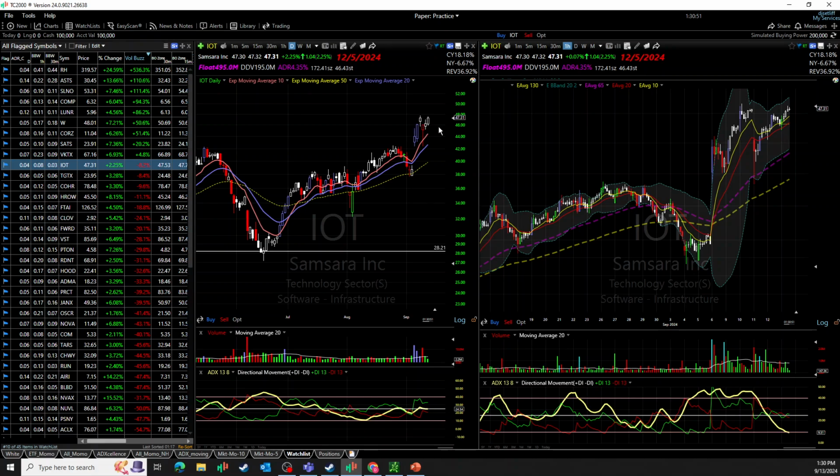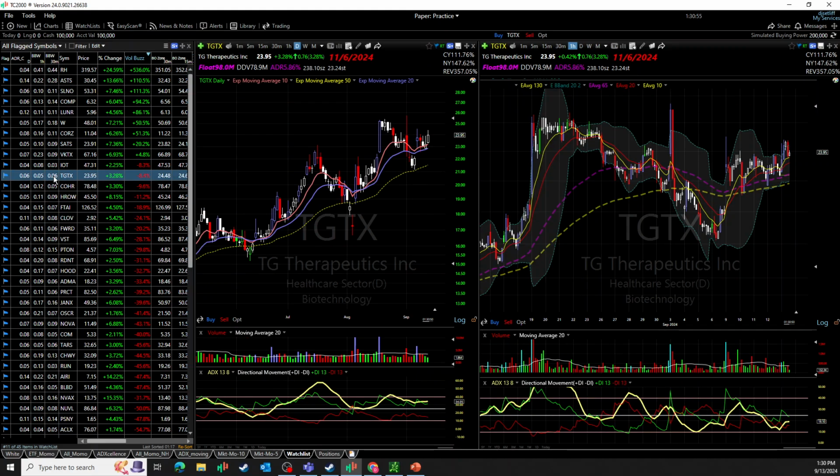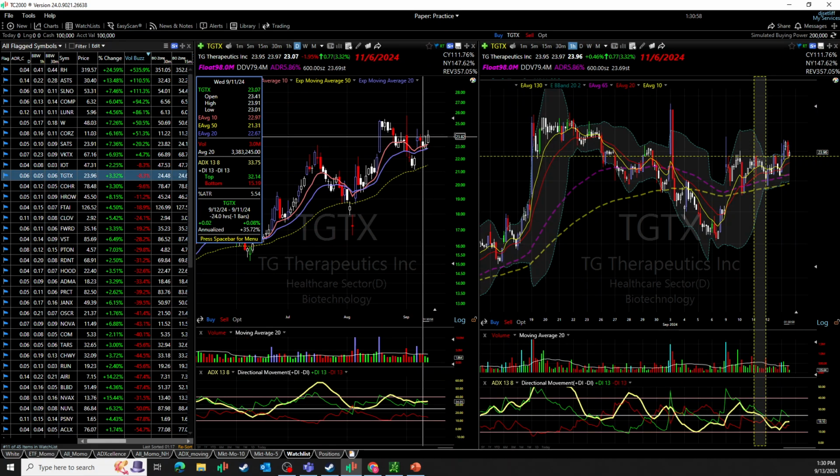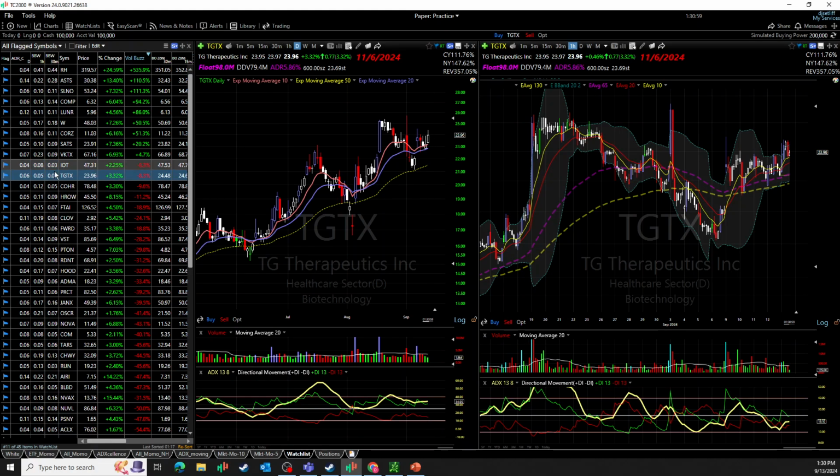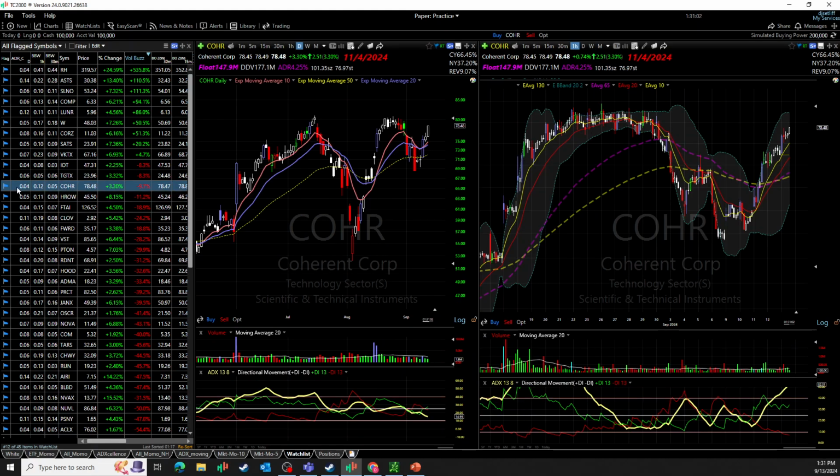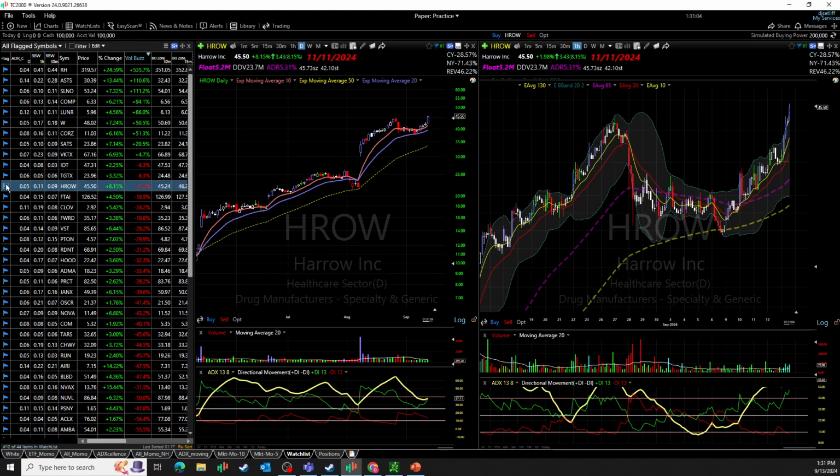This is a sideways range here, and it's trying to emerge out of the sideways range, so that could be a valid setup. Same thing with here. This is the first day as it's emerging out of this sideways range. It's already up a few days.